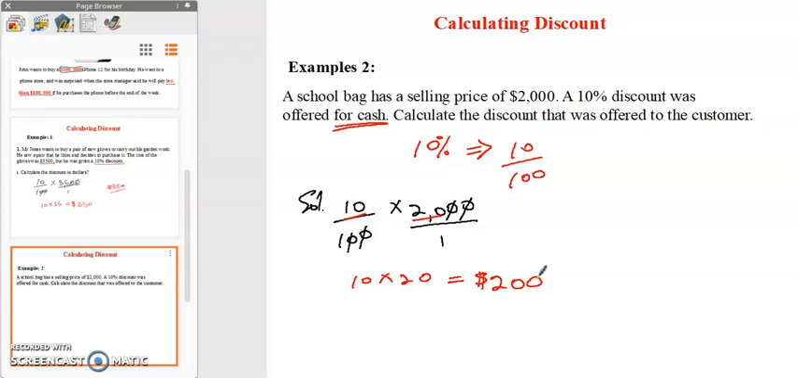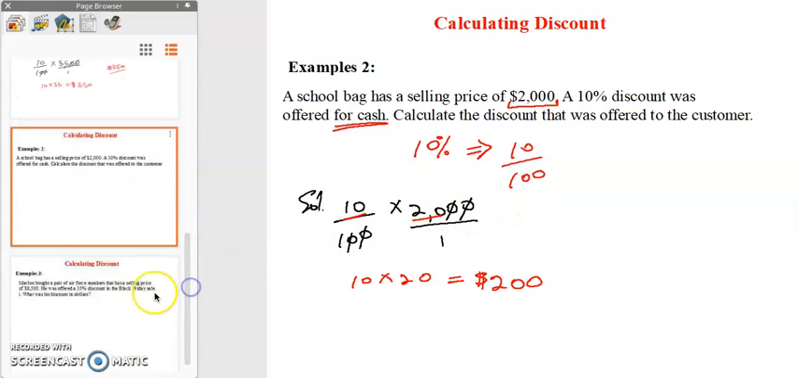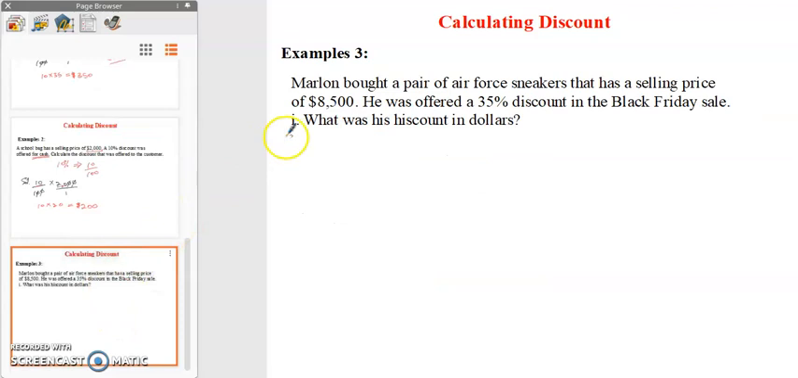$200. So the original price for the bag was $2,000. A 10% discount was offered for cash. So the store manager or whoever is selling this bag will reduce the price by $200. So they'll deduct $200 from the $2,000, and in future videos we'll actually calculate the amount of money that is to be paid after the discount portion is deducted from the original price. So let's move on to this example now.